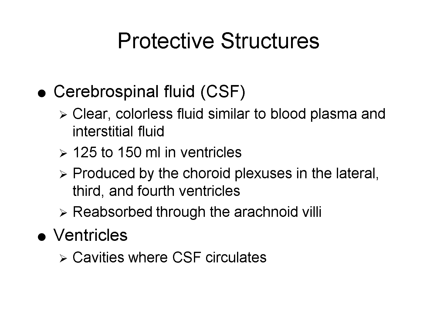Cerebrospinal fluid is a clear, colorless fluid that provides buoyancy and protection for the brain and spinal cord. It circulates through the ventricles and subarachnoid space. CSF is produced by the choroid plexuses and reabsorbed through arachnoid villi. Normal volume is 125 to 150 ml, constantly replenished to maintain pressure and remove waste.